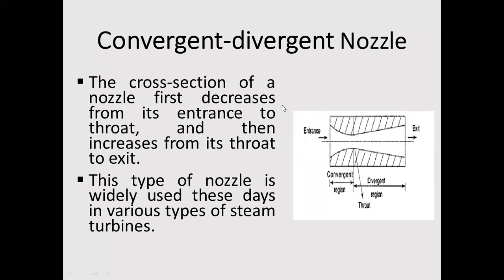In convergent divergent nozzle, there is entrance, throat, and exit. From entrance to throat, the cross section gradually decreases, and from throat to exit, the cross section gradually increases. So this type of nozzle is widely used in steam turbine plants.